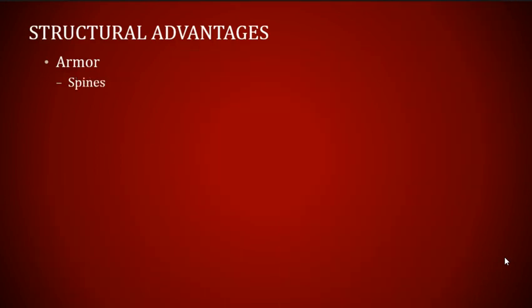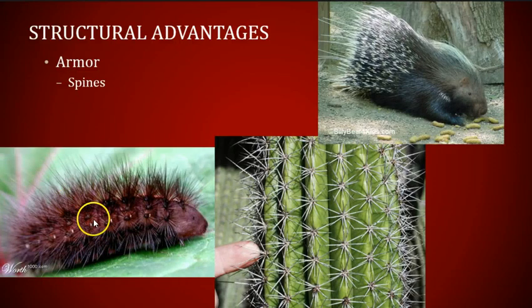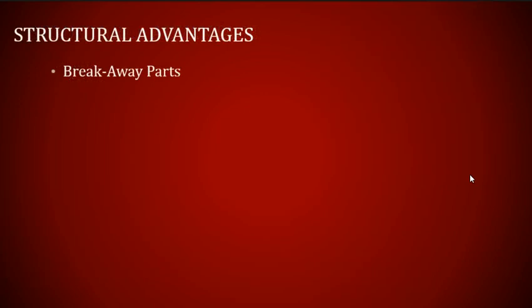Another form of armor would be spines, right? So here you have a caterpillar, and these are real fun because these are actually poisonous too. The cactus, nobody wants to mess with that, and you certainly don't want to get a snout full of the tail end of a porcupine. So these would also be prey animals.